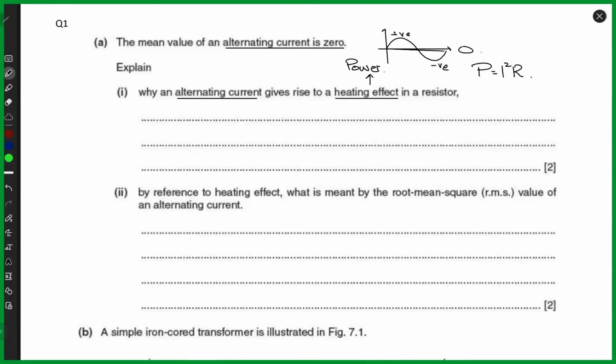And if there is some positive power loss or positive power dissipation in the resistor, that would mean that there is some heating effect being produced. Is that clear?